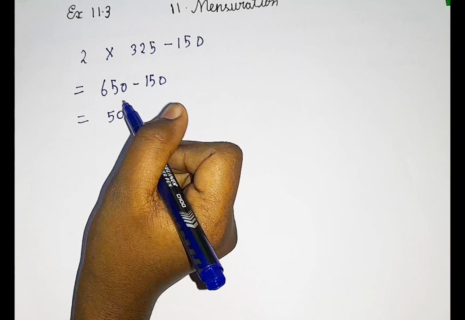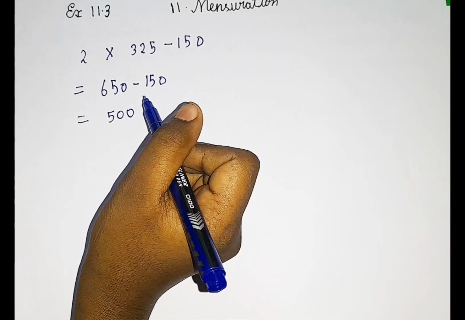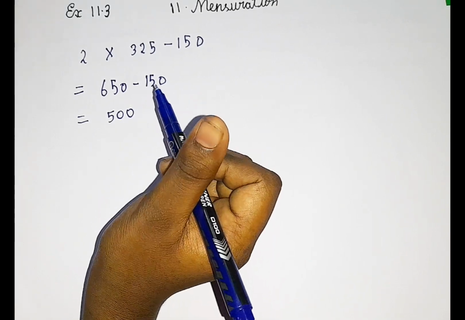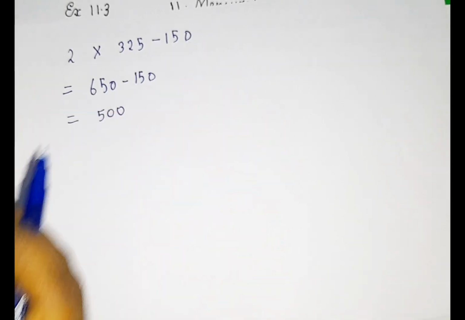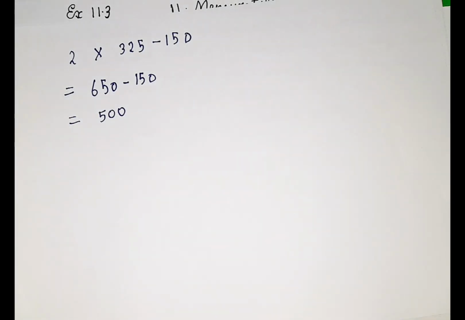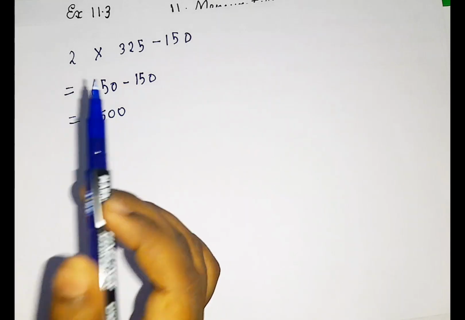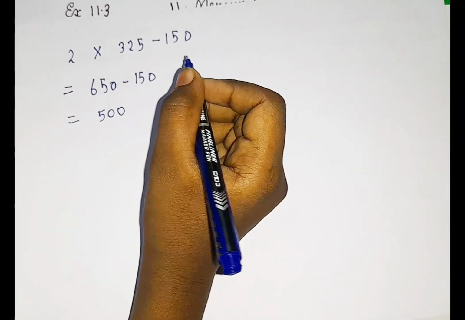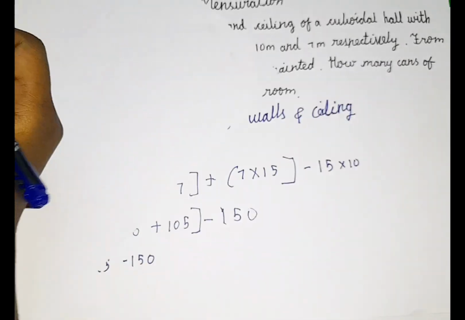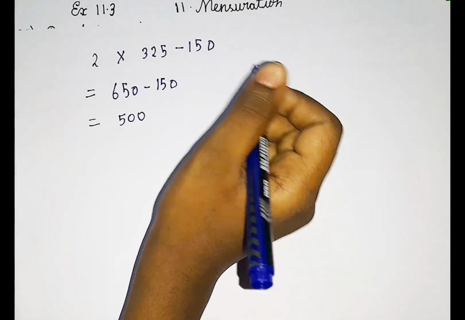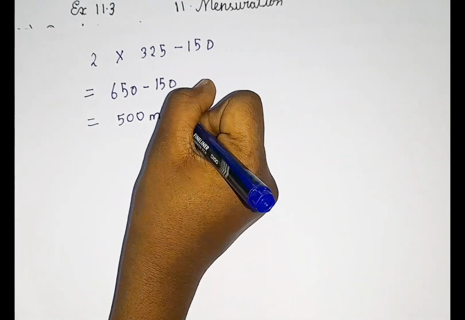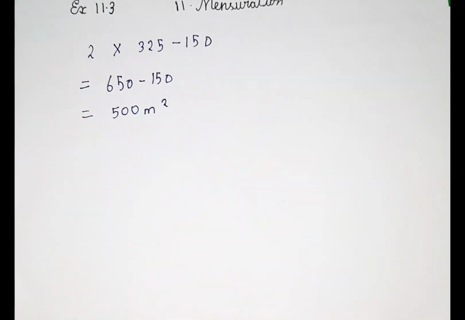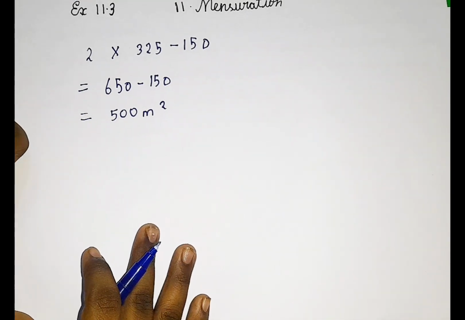So this is the area of the wall including the ceiling and without including the bottom part, because we are not going to paint the bottom part, right? So this is the full total area of the room except the bottom. So we shall write 500. In the question what do we have? Meter, am I right? So 500 meter square. I hope you guys understood till this part.